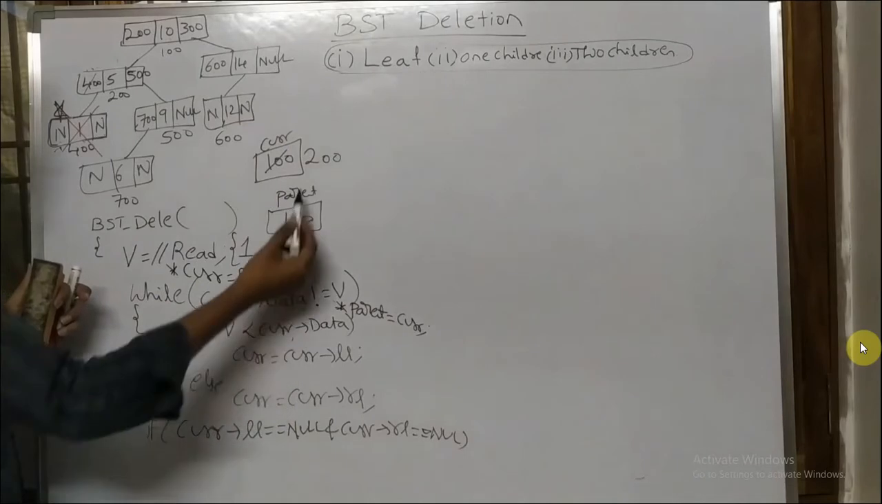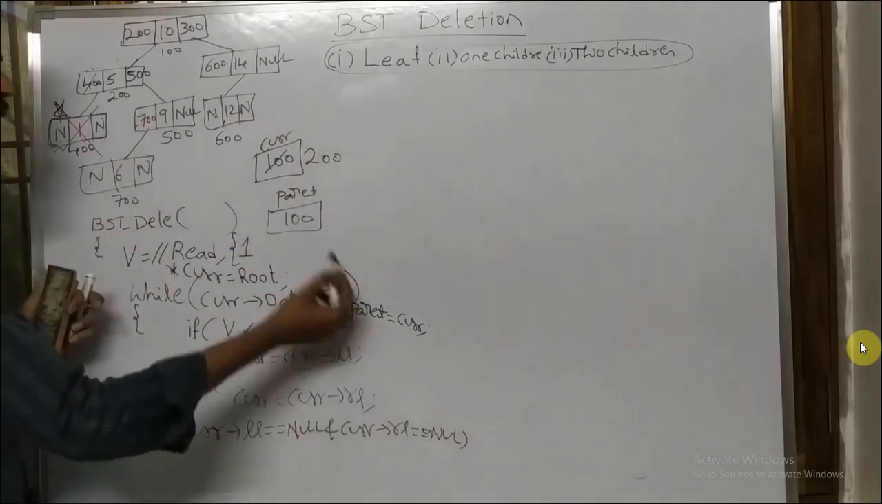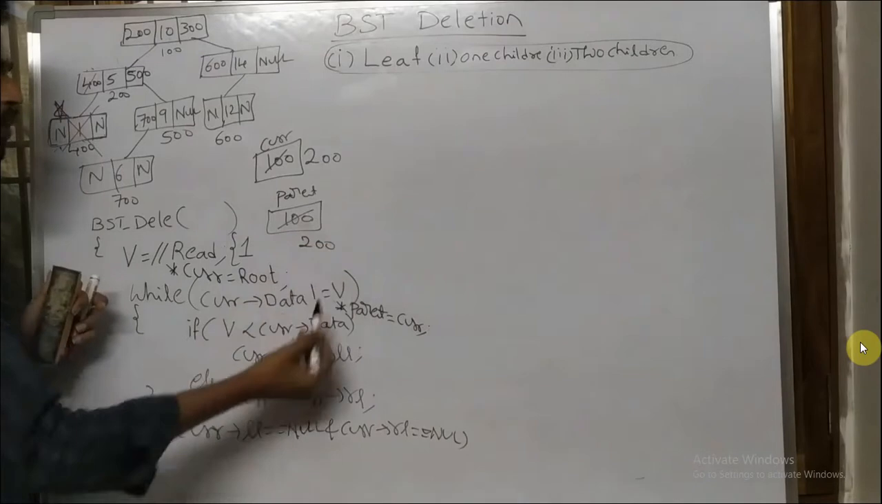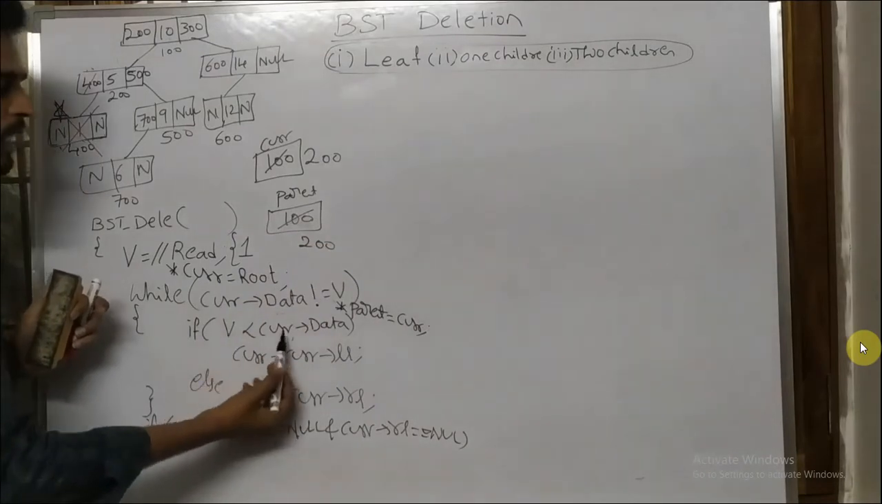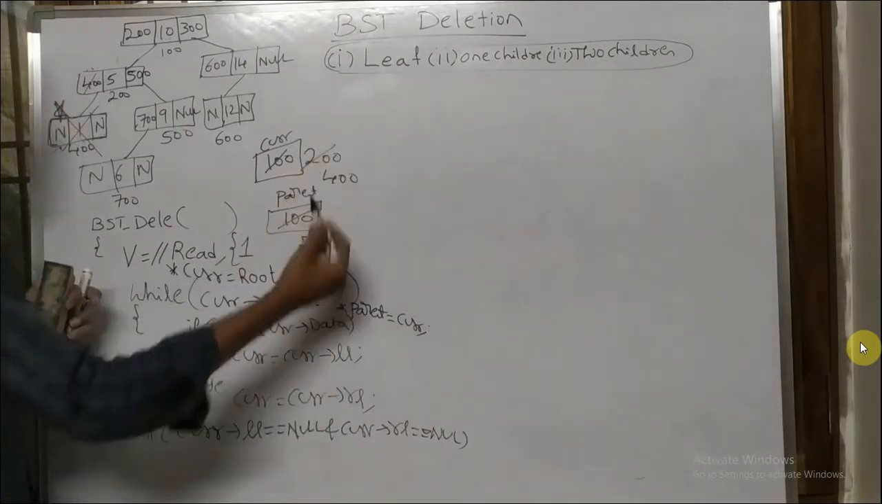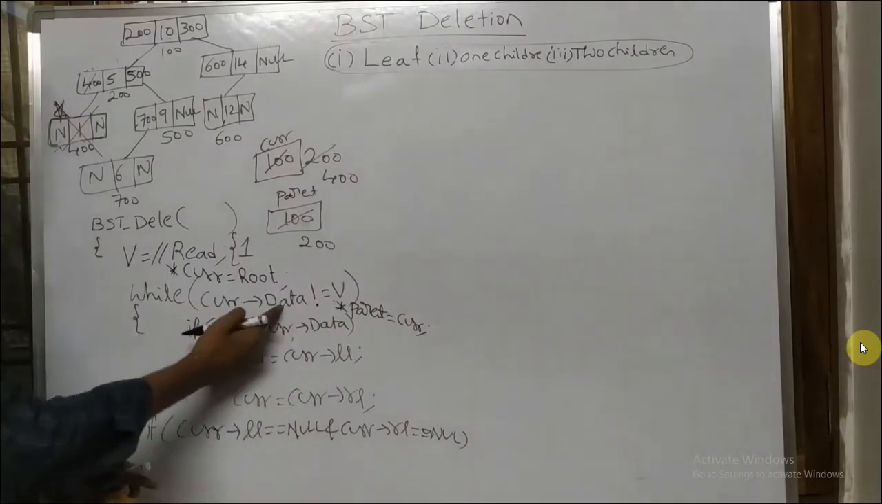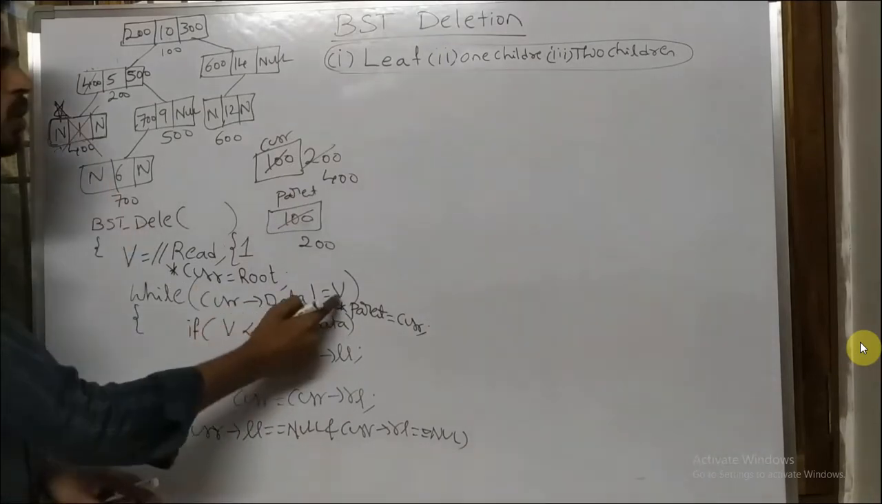Now once again look. What is current->data? 200->data is 5. 5 not equal to 1. Yes. Then the parent value is copied to the current value 200. Now, is 1 less than 5? Yes. Current equals current->left. What is current->left link? 400. Now 400->data is 1. 1 not equal to 1?